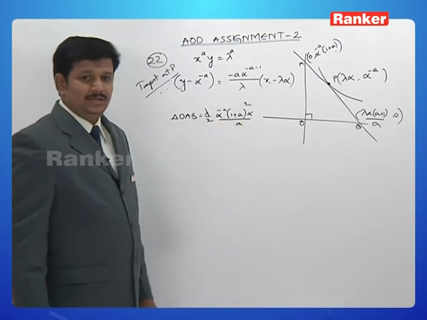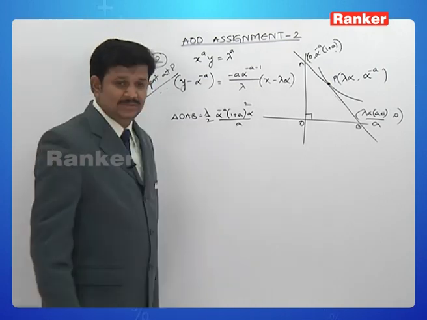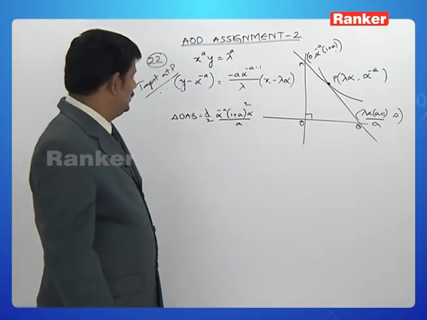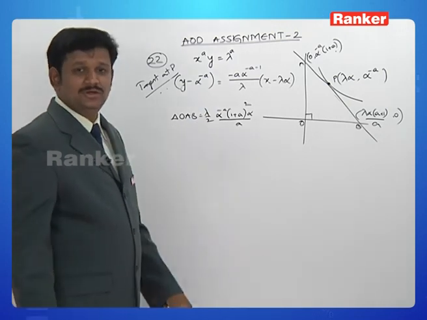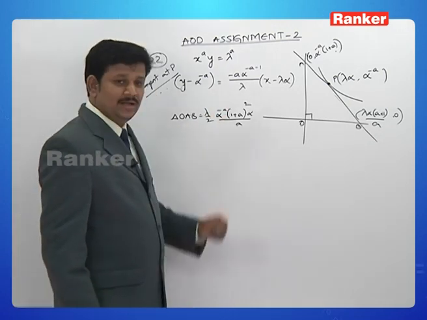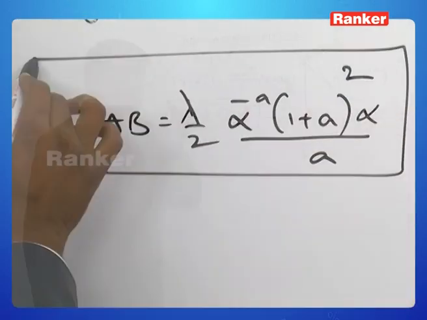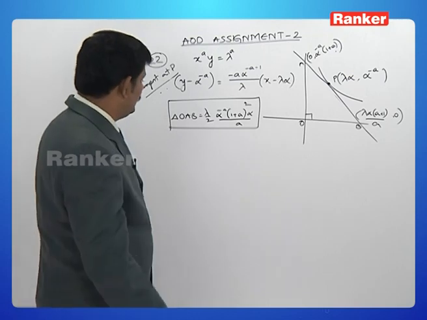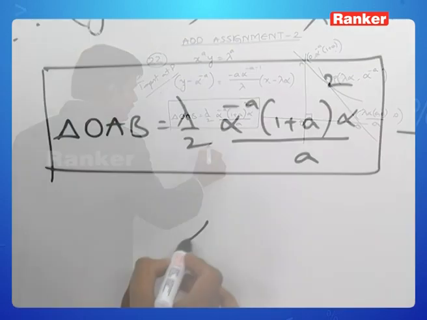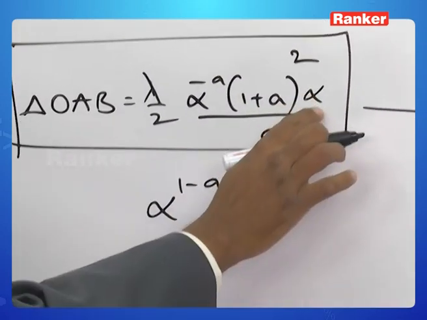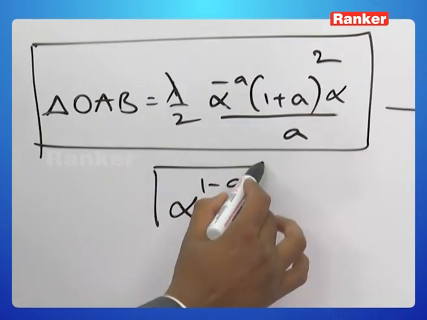Now this quantity has to be independent of α. It should be a constant, since it is given that the area of the triangle is constant. λ is a constant and a is a given constant, so the only parameter is α. So the α term in this expression should vanish. The α terms in this expression are α^1 and α^(−a), that is α^(1−a). This term should vanish.